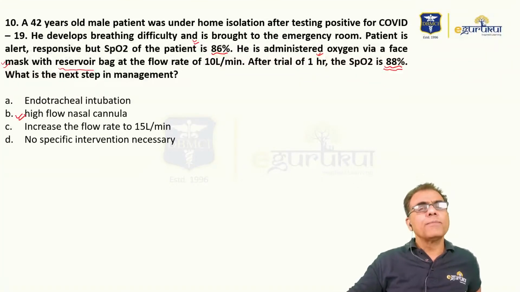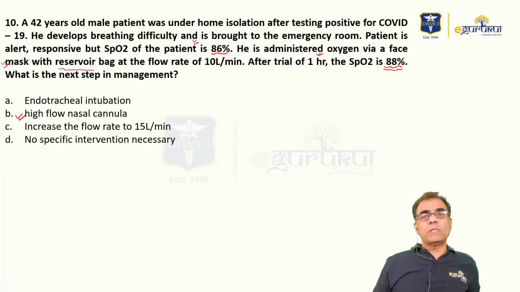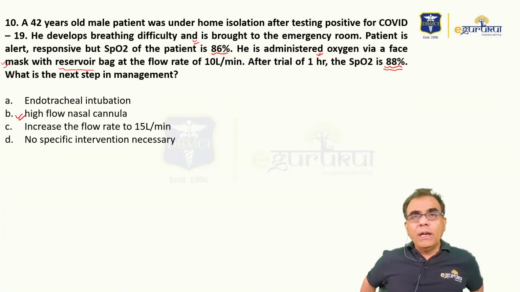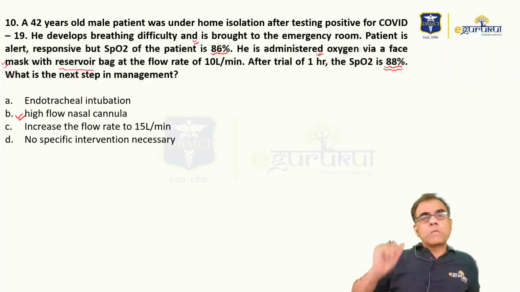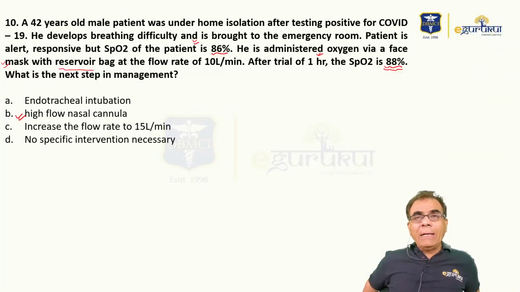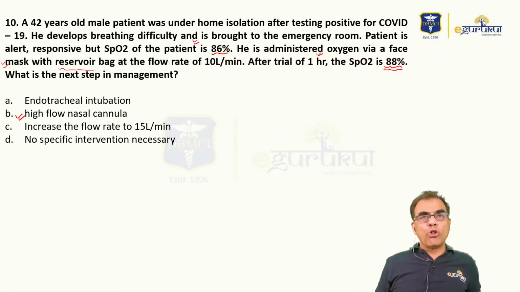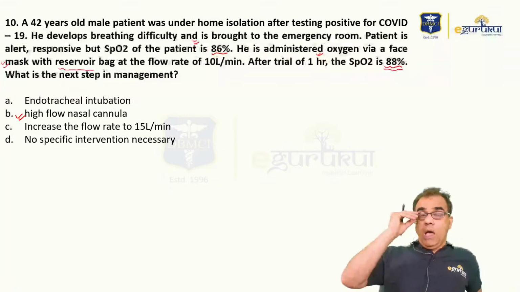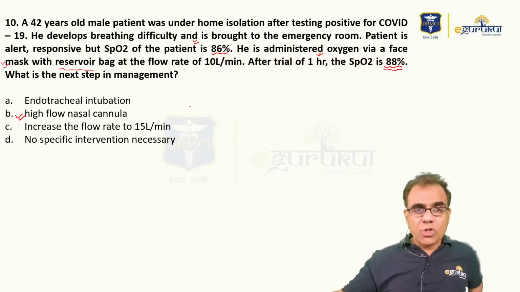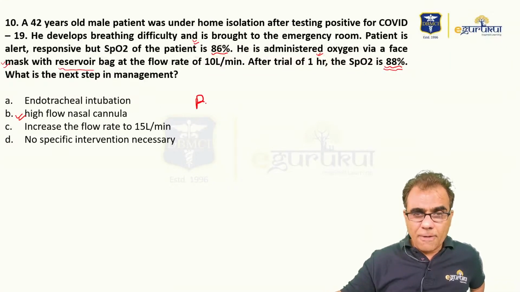nasal cannula. High flow nasal cannula means it can deliver very high flow. It can deliver up to 60 to 80 liters per minute. And the advantage of such high flow is that it will deliver some positive end-expiratory pressure also, which is very useful in improving oxygenation. So the best in these choices will be high flow nasal cannula.